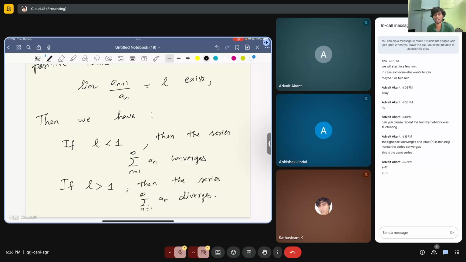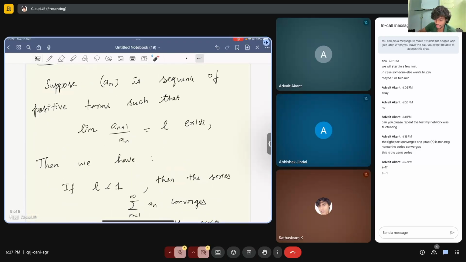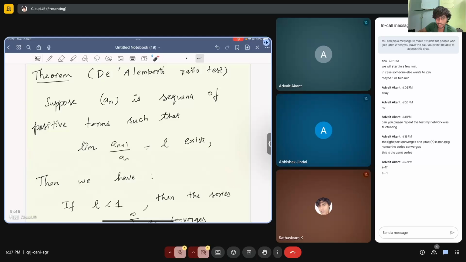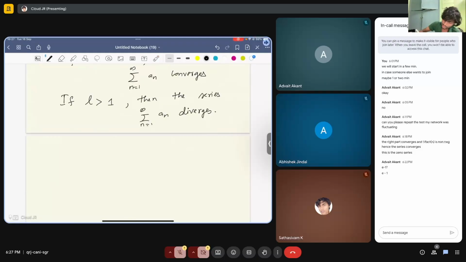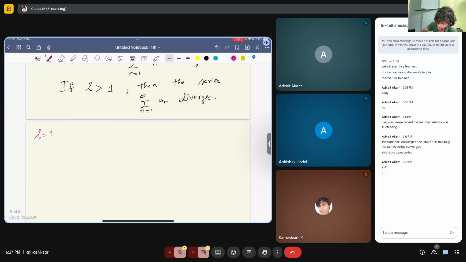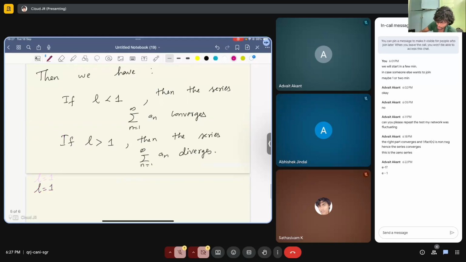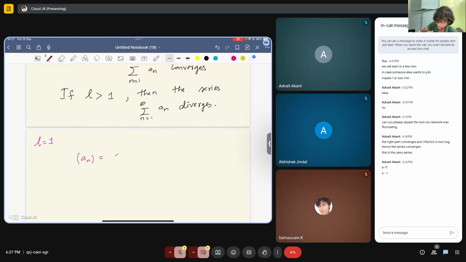Okay, so we have done this in the class also, but the thing is, we have said that if L is less than 1 it converges, L is greater than 1 it diverges, and what about L equal to 1? For L equal to 1 we cannot actually say anything about the convergence or divergence of the series. We will give examples where both can happen. Divergence is easy. So take L equal to 1, and you can take a series where a_n is nothing but just 1.